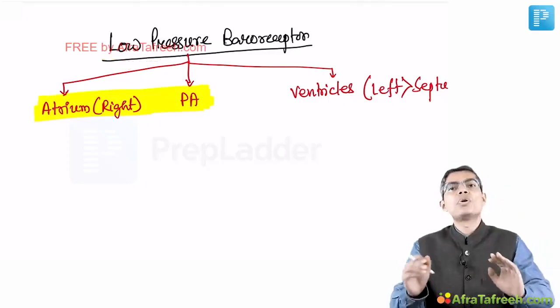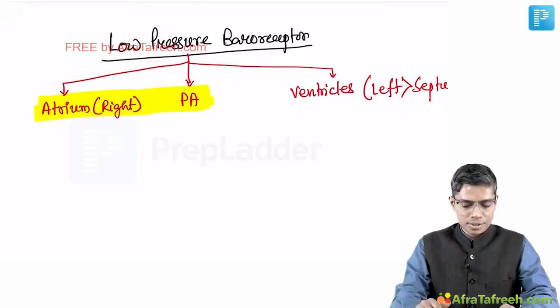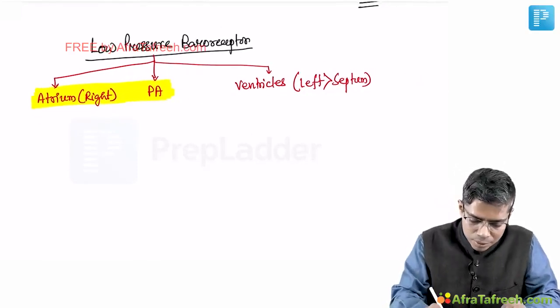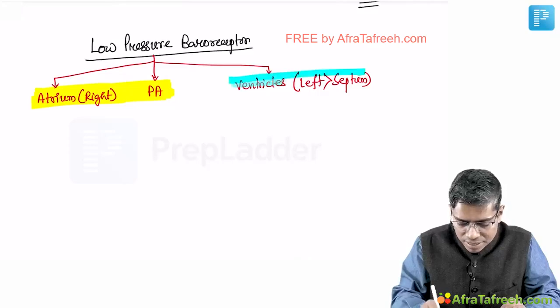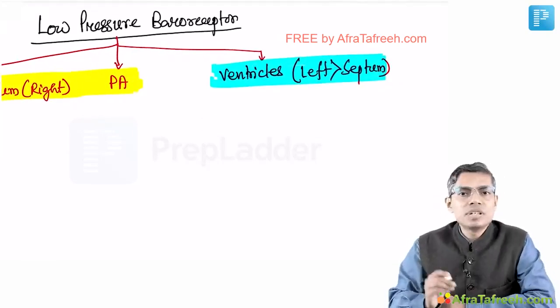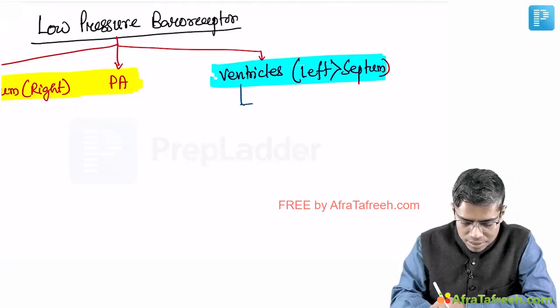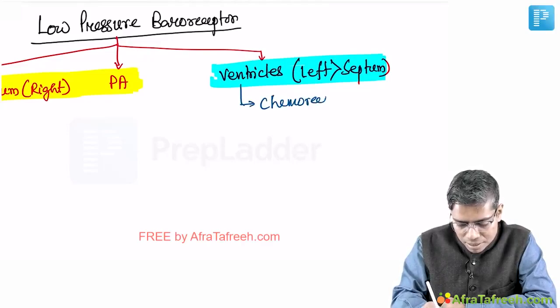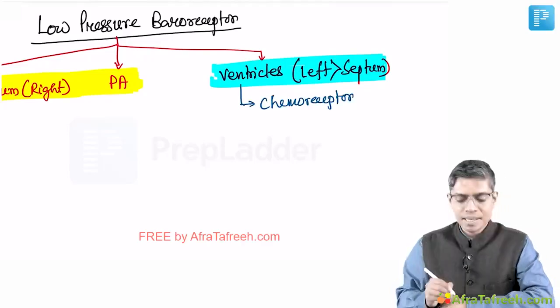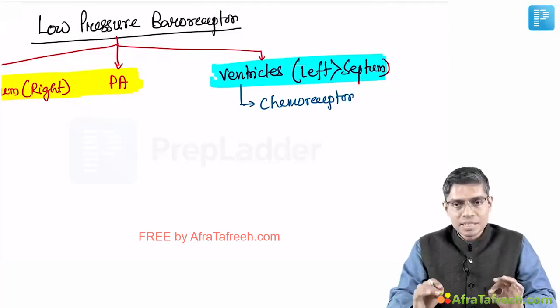Now the receptor which are located at the level of this right atrium and pulmonary artery, they are typically known as low pressure baroreceptor. Where the receptor which are located at the level of ventricle, mainly the left ventricle and the septum of the left ventricle, they are basically chemoreceptor rather than baroreceptor. So they are basically known as ventricular chemoreceptor, and the reflex is known as the coronary chemoreceptor reflex. I will tell you a little bit later.